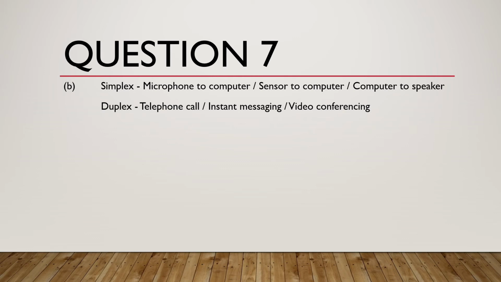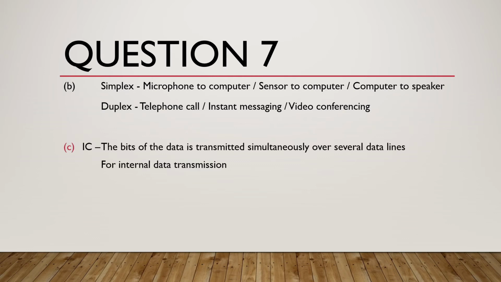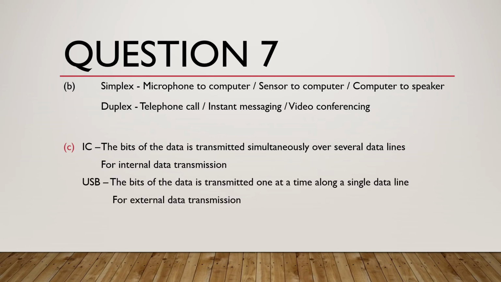what type of transmission is used in IC and USB? So in IC, it is normally parallel. The bits of the data are transmitted simultaneously over several data lines, and it is used for internal transmission. For USB, the bits are transmitted one at a time along a single data line, and they are used for external data transmission.